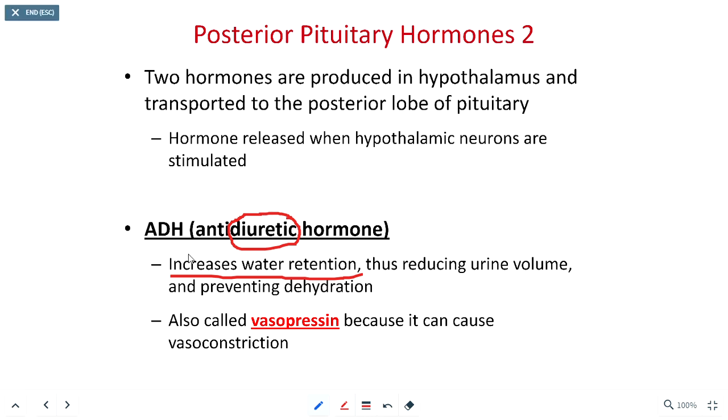And as we look at ADH, antidiuretic hormone, an antidiuretic is going to be a hormone that makes us not urinate as much. So diuretics make us urinate. Antidiuretics make us not urinate. So what ends up happening? ADH is going to increase water retention. In other words, we are going to reduce urine volume. So when we have a lot of ADH in our bloodstream, we are going to have very concentrated, very bright yellow urine. This is a hormone that helps to prevent or delay the effects of dehydration in our bodies.